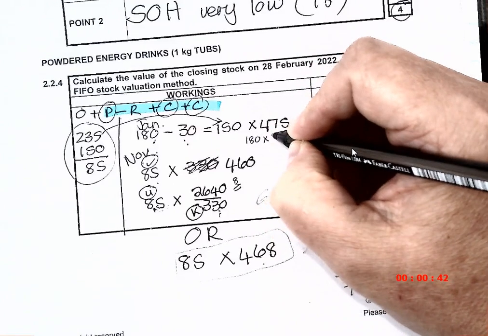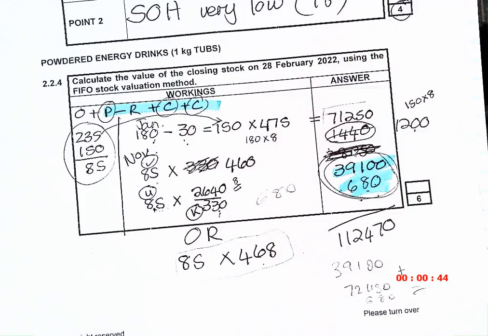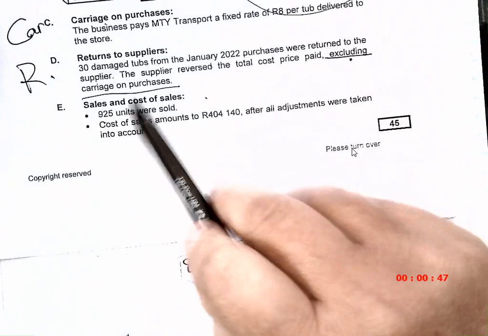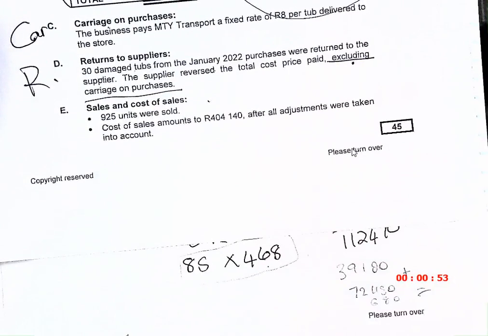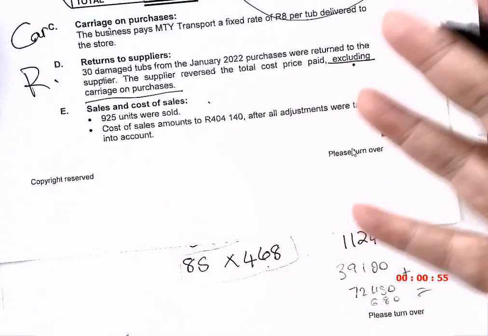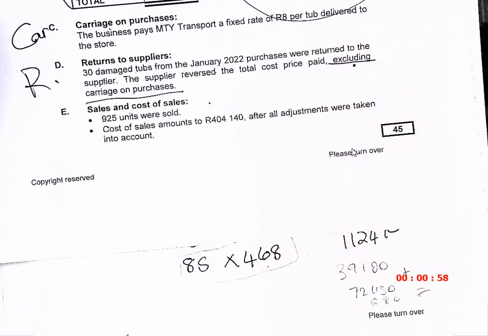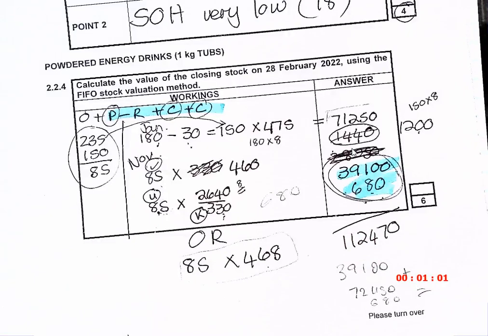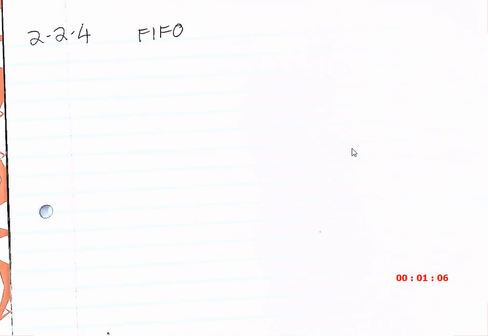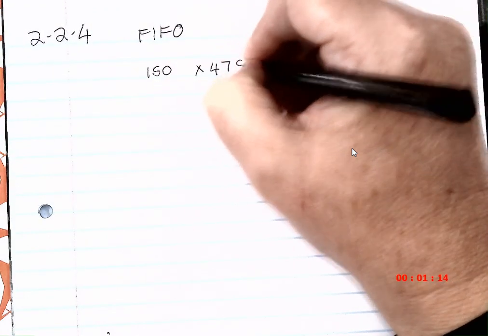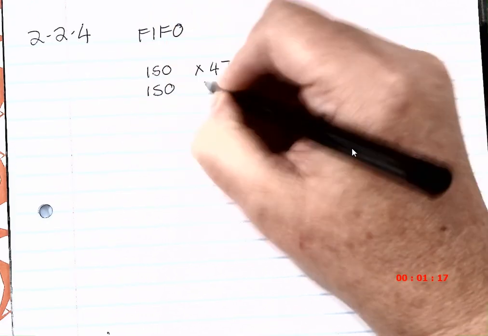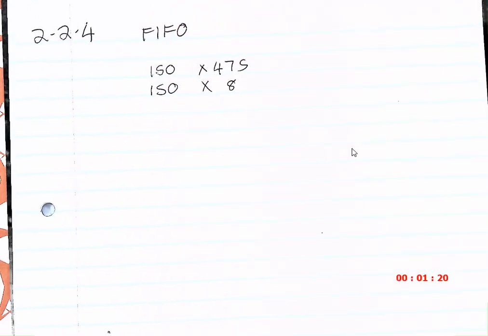You get what I'm saying? Because I said they did not refund me on the carriage on purchases, meaning it's still part of the stock that's left over. It's still part of their price. Okay. Now, if you look at the memo, they didn't do it like that. What they did on the memo is they worked on 150 units at the unit price and 150 units at the carriage price. Can you see the difference?